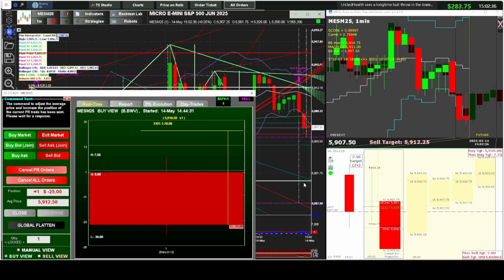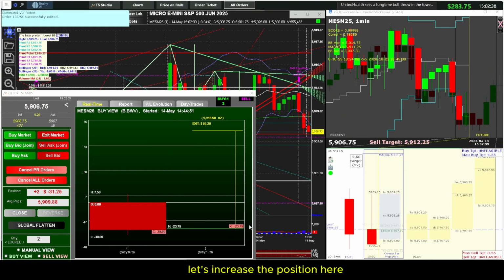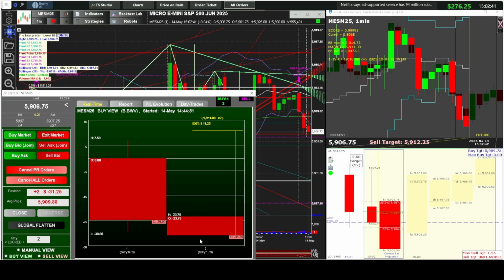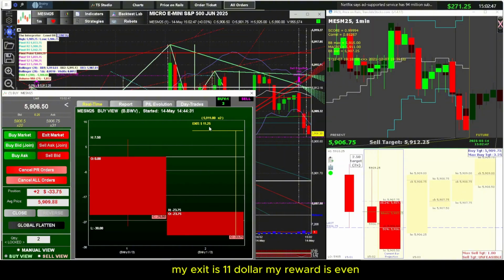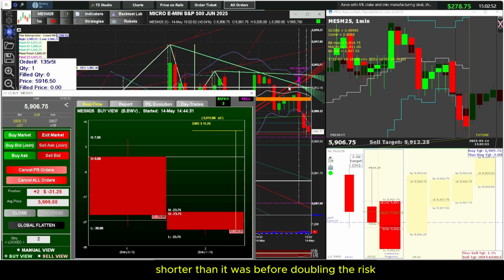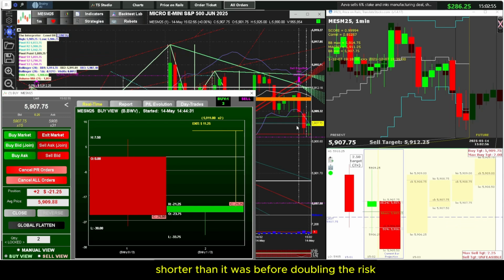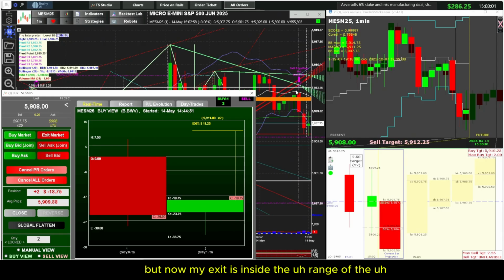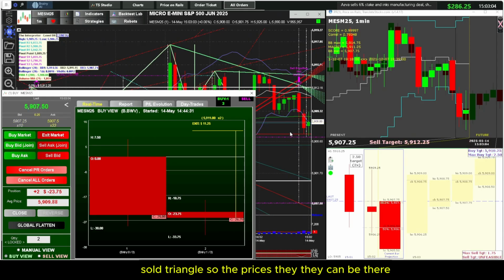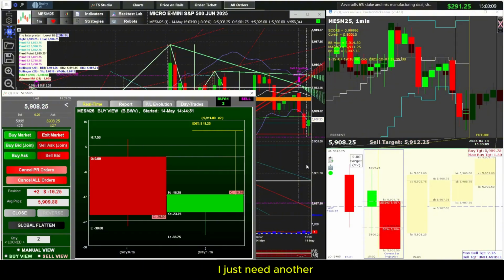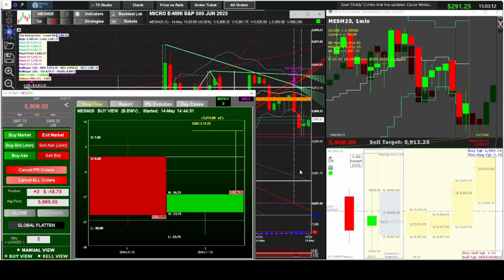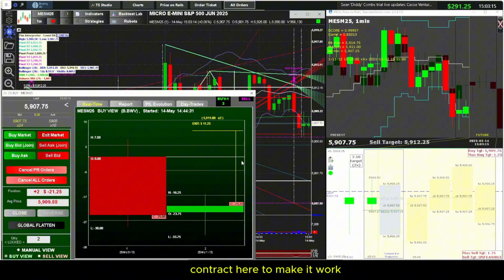Okay. Let's increase the position here. Now, take a look, because my exit is $11. My reward is even shorter than it was before, doubling the risk. But now my exit is inside the range of the sold triangle. So the prices can be there. I just need another contract here to make it work.